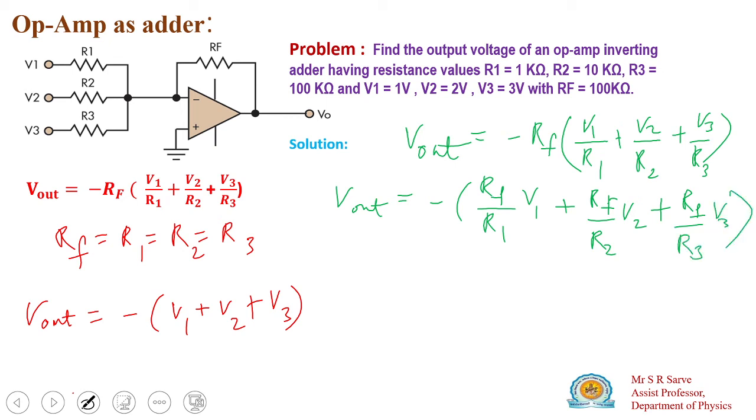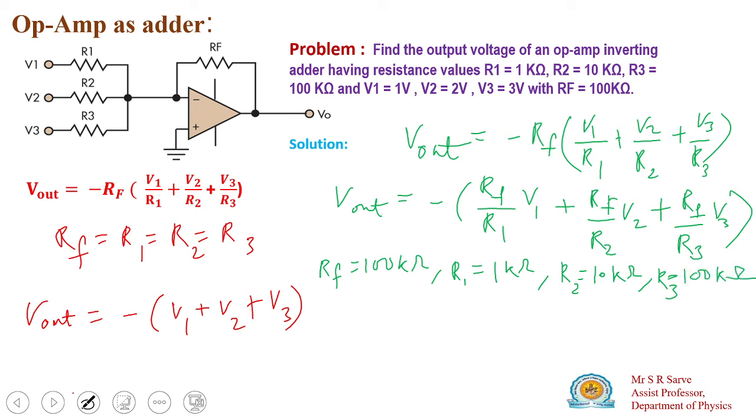So what are the given quantities here? Rf is equal to 100 kilo ohm. R1 is equal to 1 kilo ohm. R2 is equal to 10 kilo ohm. And R3 is equal to 100 kilo ohm.